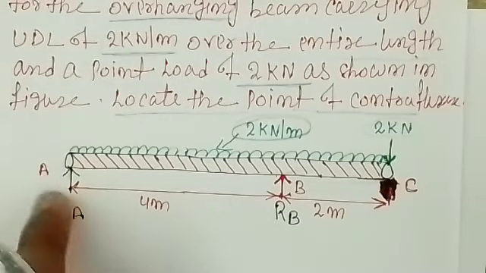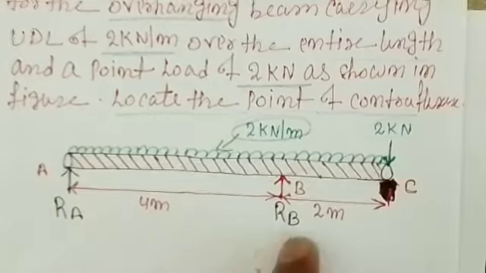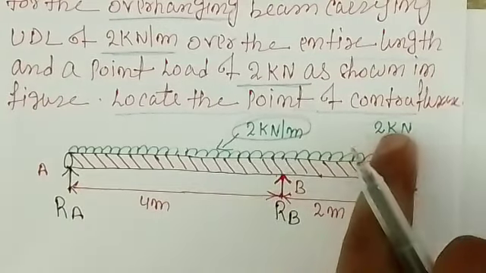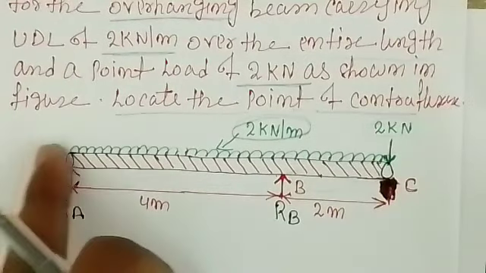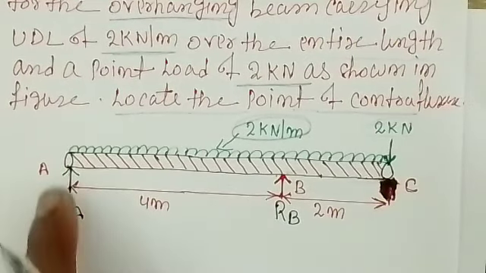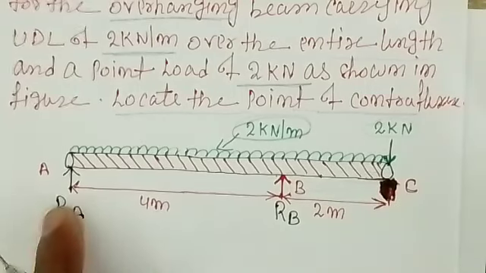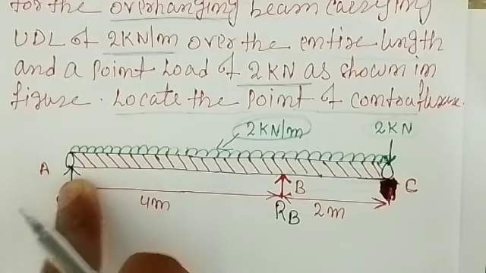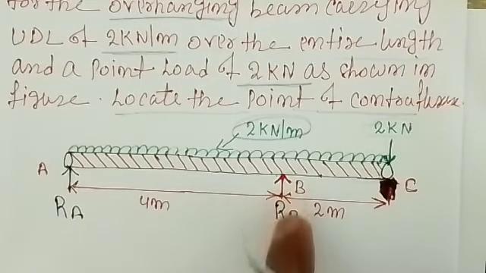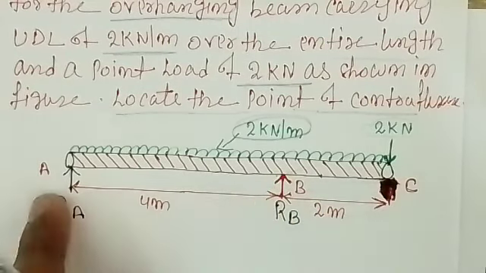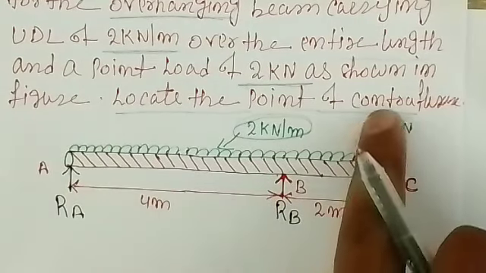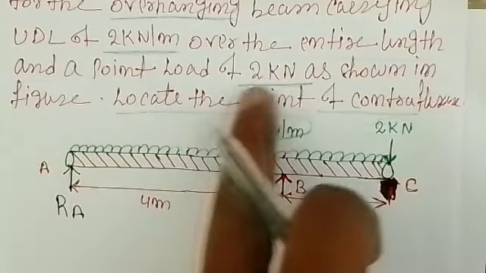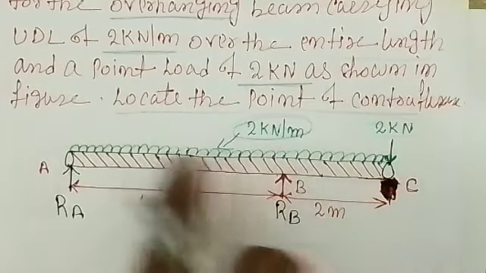So I am taking the moment about A. For the moment about A, you can see how many loads are acting on the beam: this reaction, this point load and the UDL. As you are finding the moment about A, you need not take RA, right? Because it does not satisfy the perpendicularity condition. RB is acting vertically up at this distance, and the 2 kilonewton is vertically down at the whole distance.